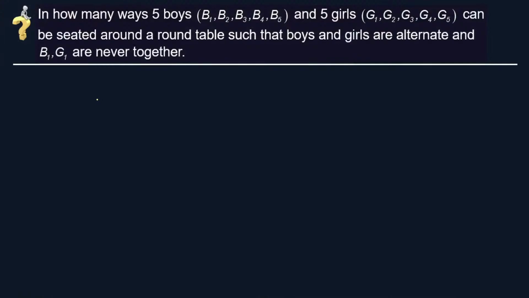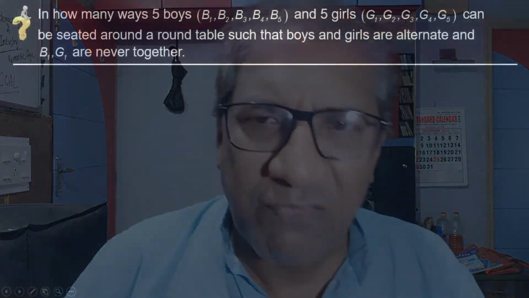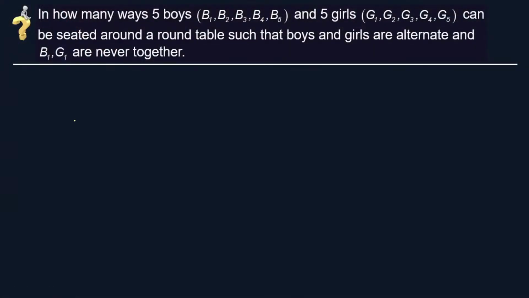See this question. In how many different ways can 5 boys and 5 girls be seated around the round table such that boys and girls are alternate and B1, G1 are never together? Can you remember we have done the same kind of problem in my previous class where 2 particular persons were never together? But still they were sitting in the alternate way. We have done this sum already in my previous class, but that was a linear permutation. They were arranged in a row. Now in this problem, the 5 boys and 5 girls are seated around the round table.